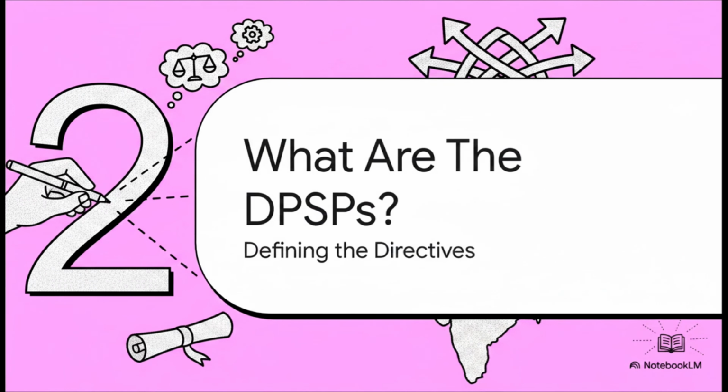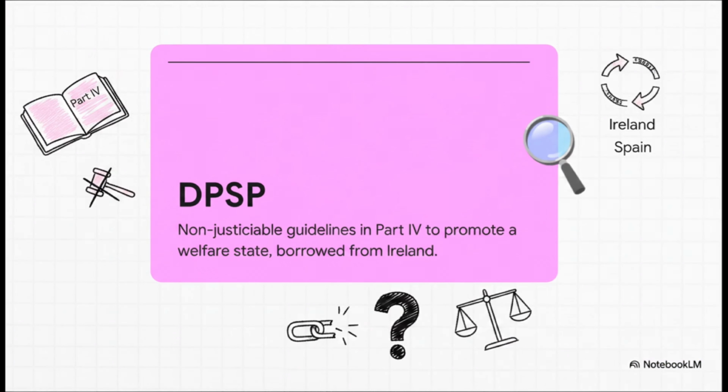Moving right along to Section 2, what exactly are the DPSPs? So, what are they? The Directive Principles of State Policy are found in Part 4 of the Constitution, specifically Articles 36 through 51. Basically, these are fundamental guidelines. They're meant for the central and state governments to keep front of mind when framing laws. And here is a fun fact. The framers actually borrowed this brilliant concept from the 1937 Irish Constitution, who, by the way, originally grabbed it from the Spanish Constitution.